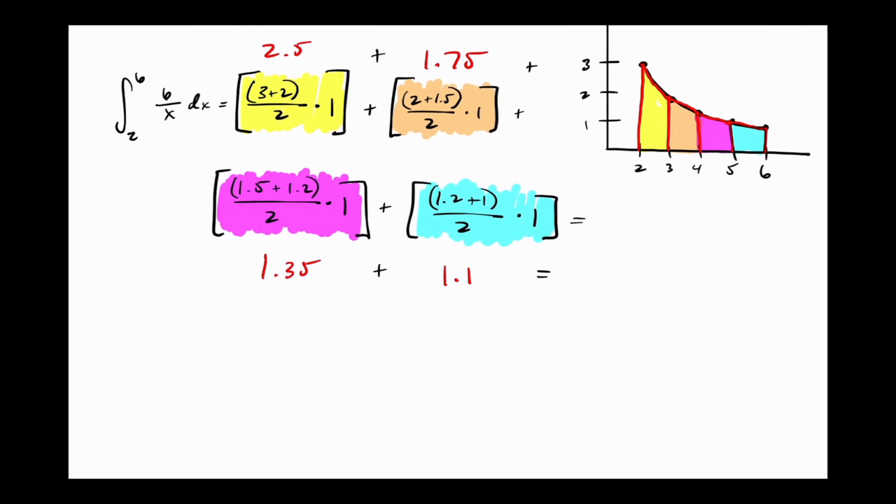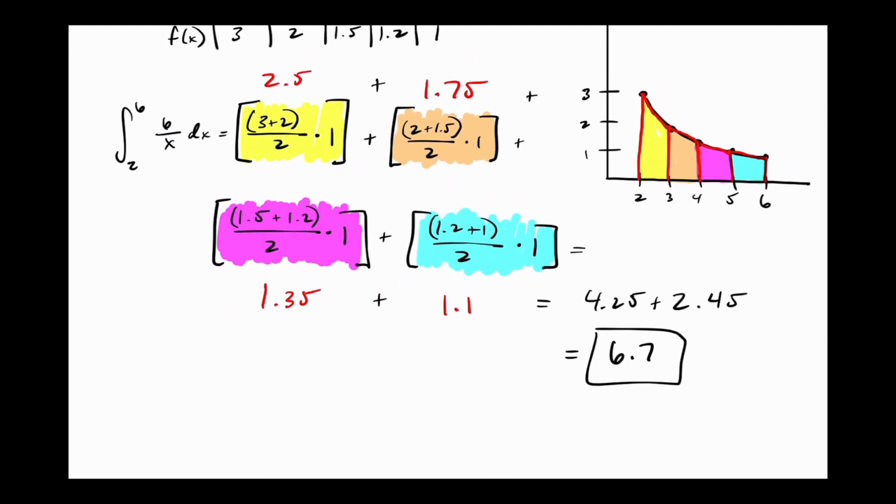So add them all together. We get 4.25 on top and 2.45 on the bottom. We get 6.7. Was 6.7? Yeah. Double check my math, but I think that's right.